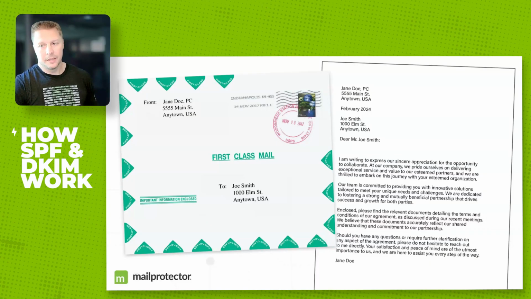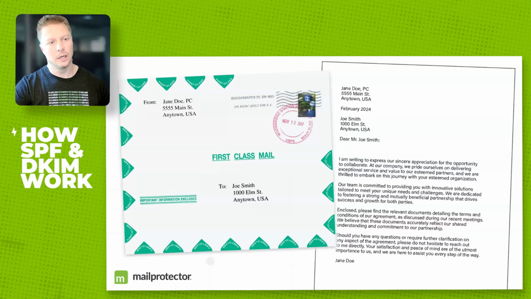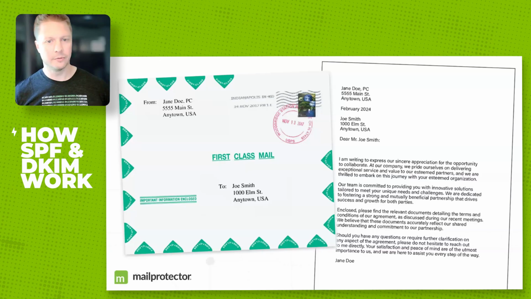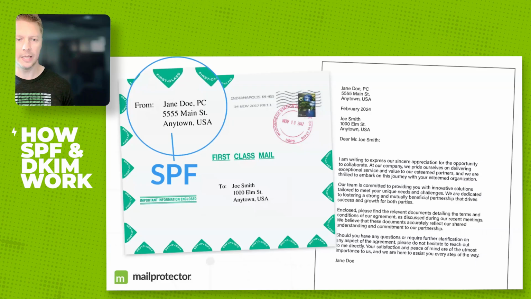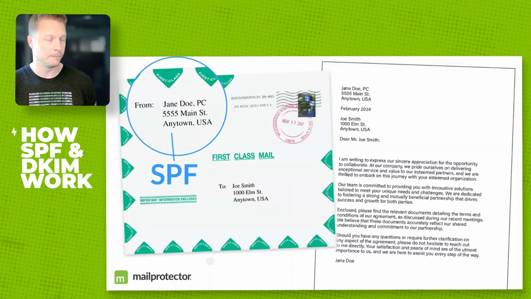I like analogies, and I think taking a look at snail mail is a great way to understand how SPF and DKIM function in comparison to snail mail that hopefully most of us are used to. So when we look at a piece of snail mail, we have the envelope itself that contains the contents of a message, in this case, a letter, and the letter itself has additional information and the contents of the email. So when we're talking about SPF, that is going to be the address on the envelope where this letter is coming from.